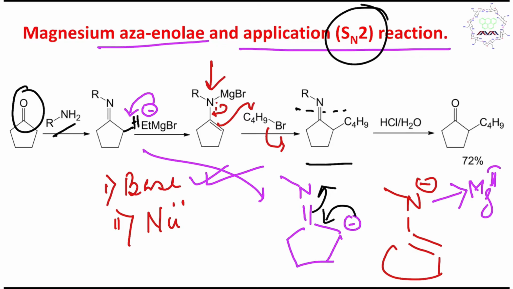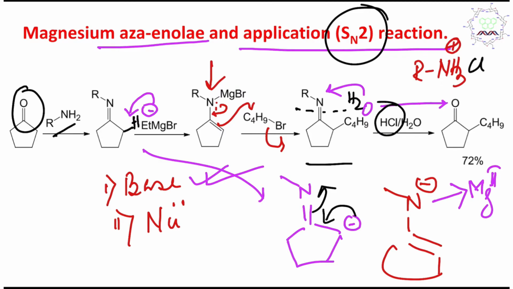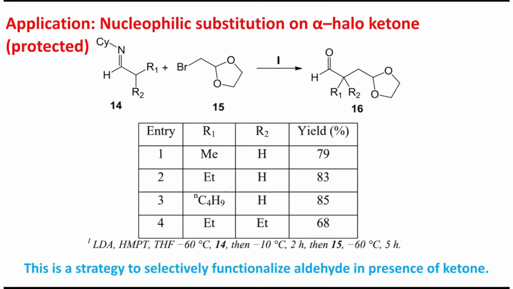So how is hydrolysis done? Water, H2O. So this oxygen goes here and this water goes to the amine. Along with this, what will it produce? RNH3+. Why am I saying 3+? Because HCl is used in this medium, so RNH3+ Cl minus, and along with that the alpha substituted or alpha carbon alkylated ketone derivative. Okay, now let's discuss another example, that is nucleophilic substitution on alpha haloketone protected.